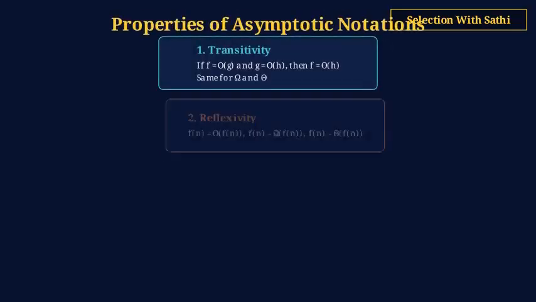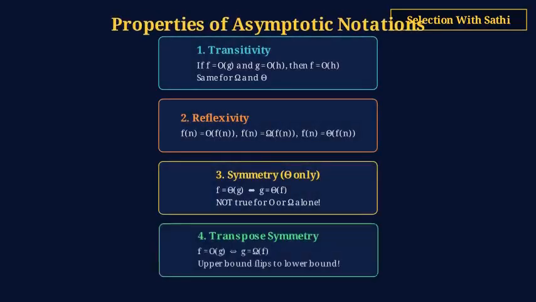Asymptotic notations have several important properties. First, transitivity. If f is O(g) and g is O(h), then f is O(h). This works for omega and theta too. It's like a chain. Second, reflexivity. Every function is O of itself, omega of itself, and theta of itself. This makes sense because f is both upper and lower bounded by itself.